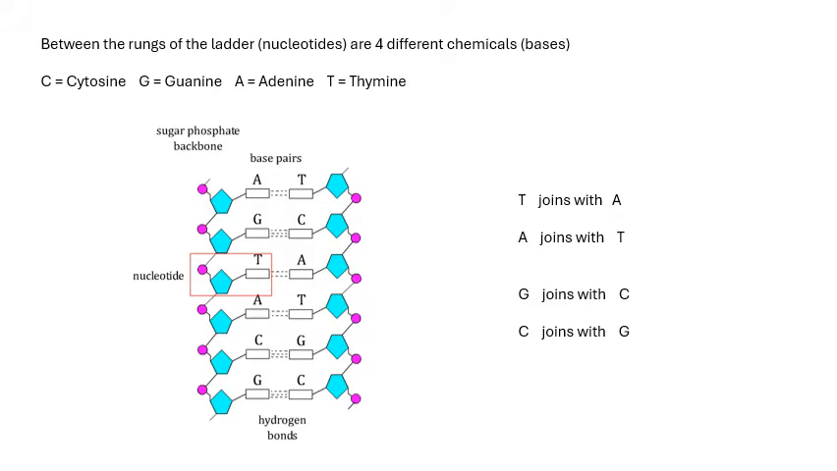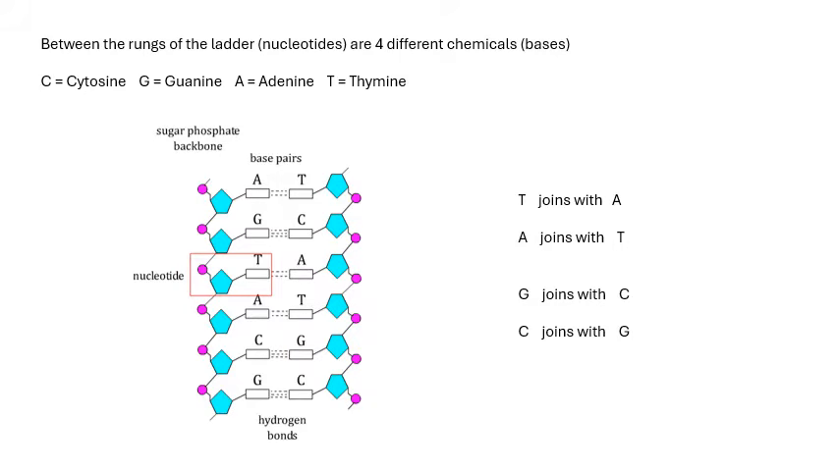Pairs of bases. There are 4 bases in DNA, which are cytosine, guanine, adenine, and thymine. Now, T pairs with A, and A pairs with T, and G joins with C, and C joins with G. So basically the A's and the T's get together, and the G's and the C's get together. And they join together with hydrogen bonds. You'll notice that the A's and the T's have 2 hydrogen bonds, and the G's and the C's have 3 hydrogen bonds. So that's the basic structure of DNA.